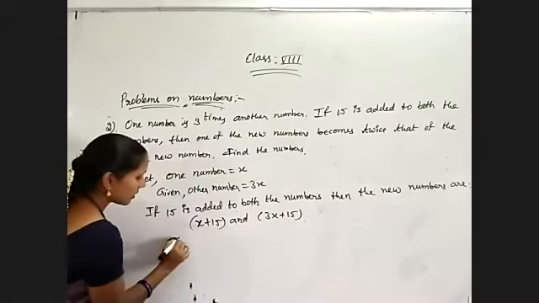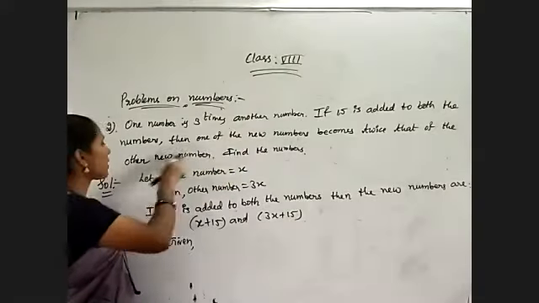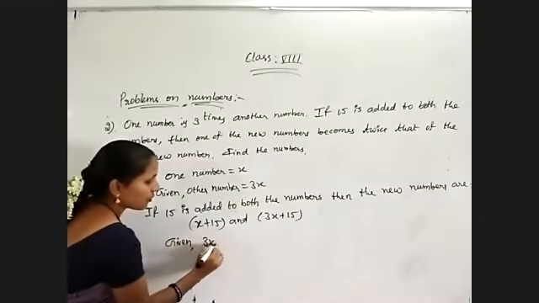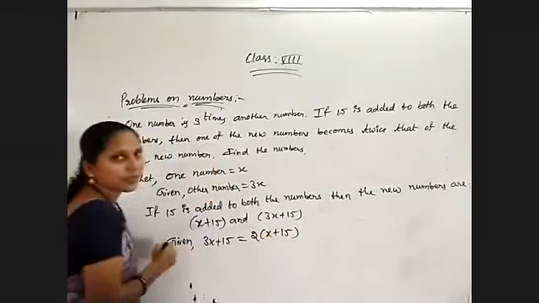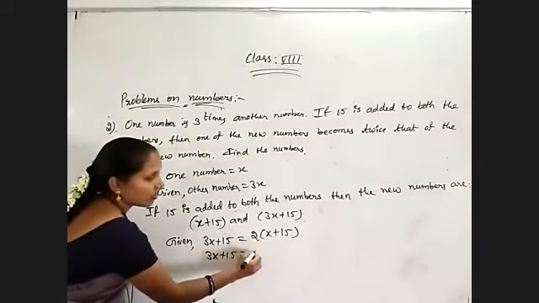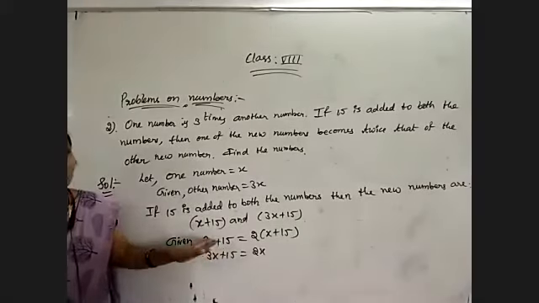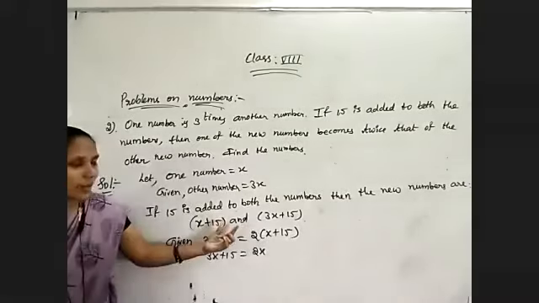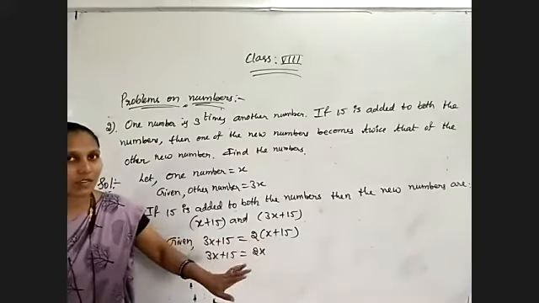So given that one of the new numbers becomes twice that of the other new number. So one of the new numbers, I am taking the bigger number, 3x plus 15, becomes twice the other new number, that is x plus 15, two times. So 3x plus 15 is equal to 2 into x plus 15. Why am I taking the greater one, 3x plus 15, equal to 2 times? Why didn't I take x plus 15 equal to 2 into 3x plus 15? Because one of the numbers becomes twice the other one. So the greater number will be equal to twice the smaller one, not the smaller one equal to twice the greater.